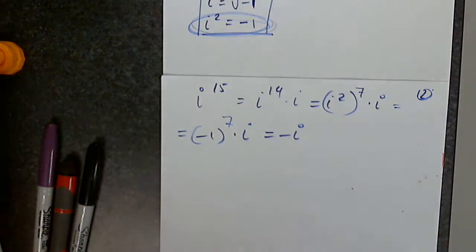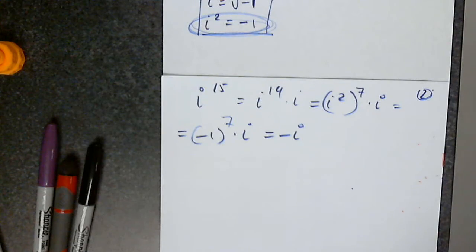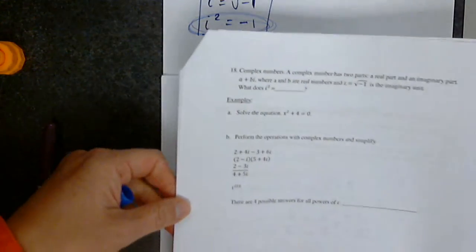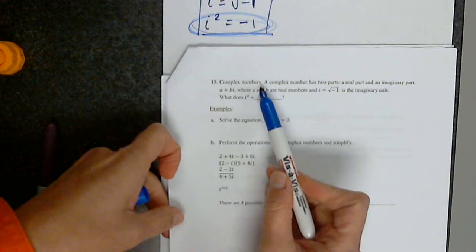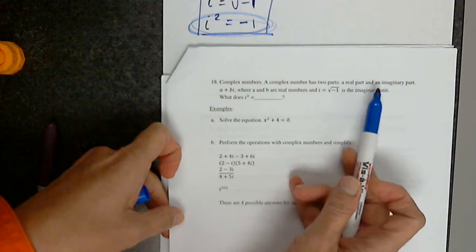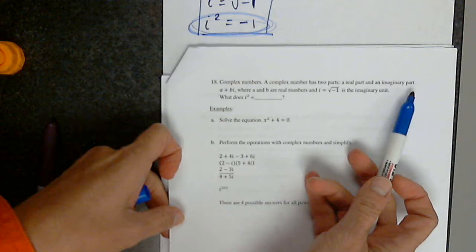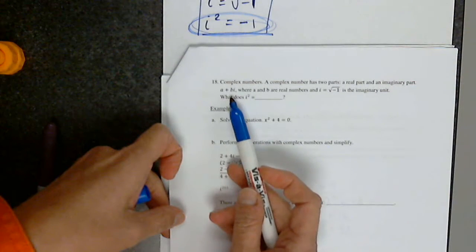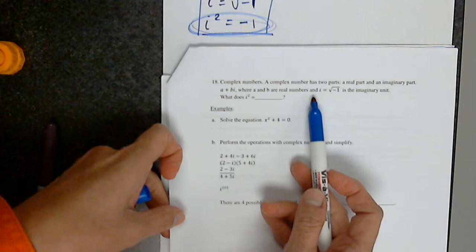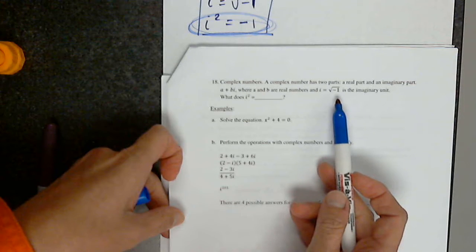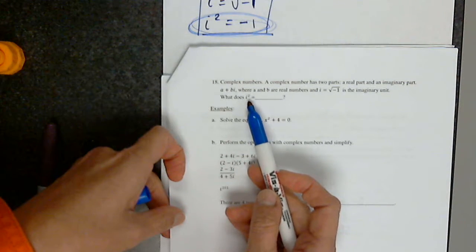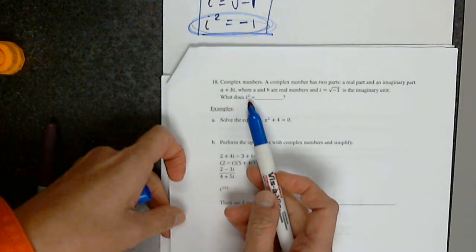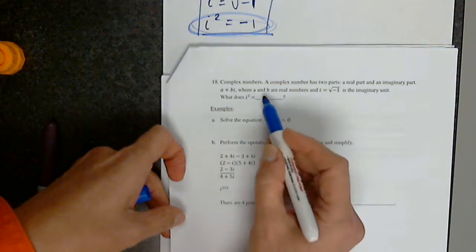So on the handout, if you'd like to go back and if you have it, on the last page for a second, complex numbers. A complex number has two parts, real part and imaginary part. And this is the form a plus bi, where a and b are real numbers. i is the square root of negative 1, the imaginary unit, where what does i squared equal to? i squared equals negative 1.